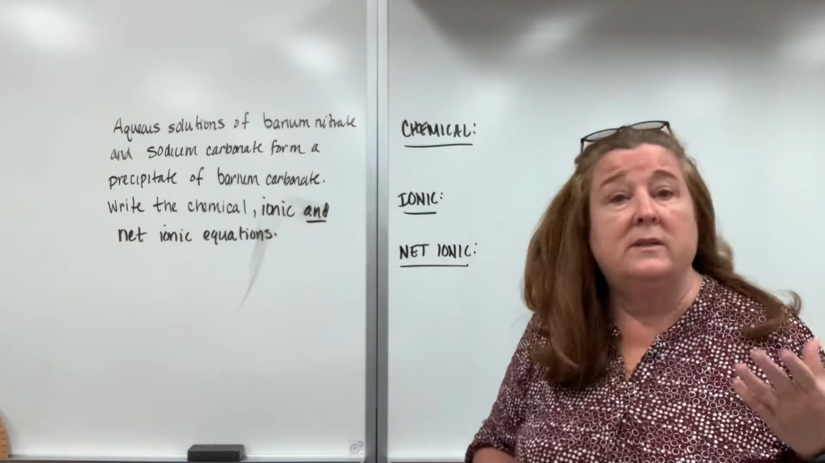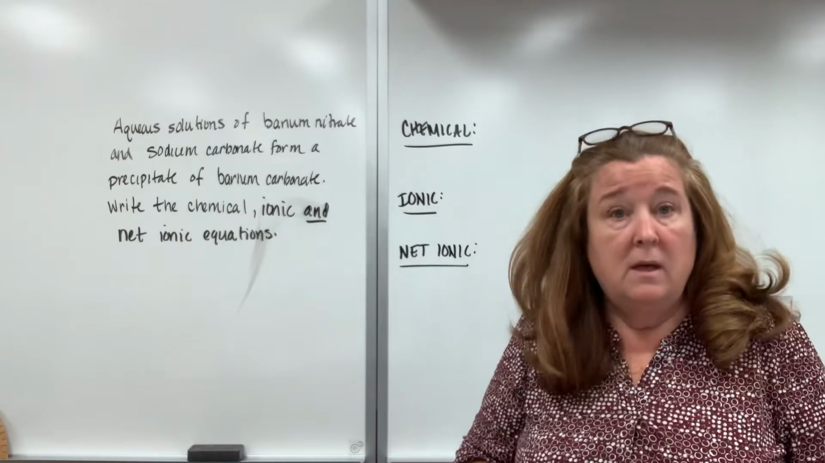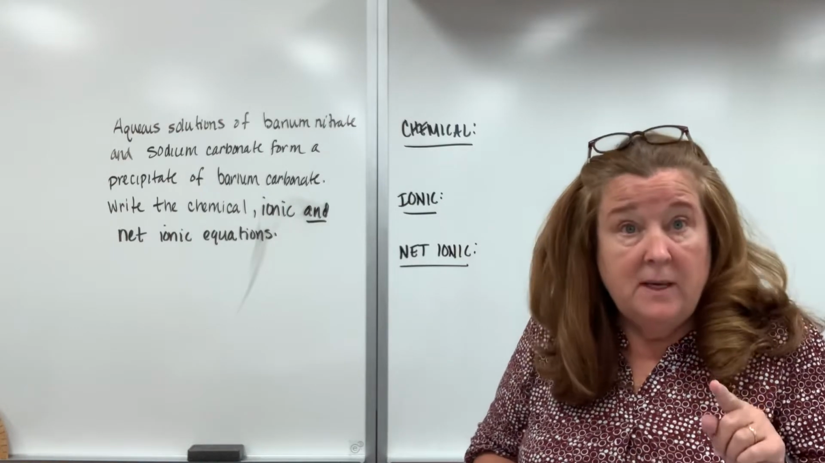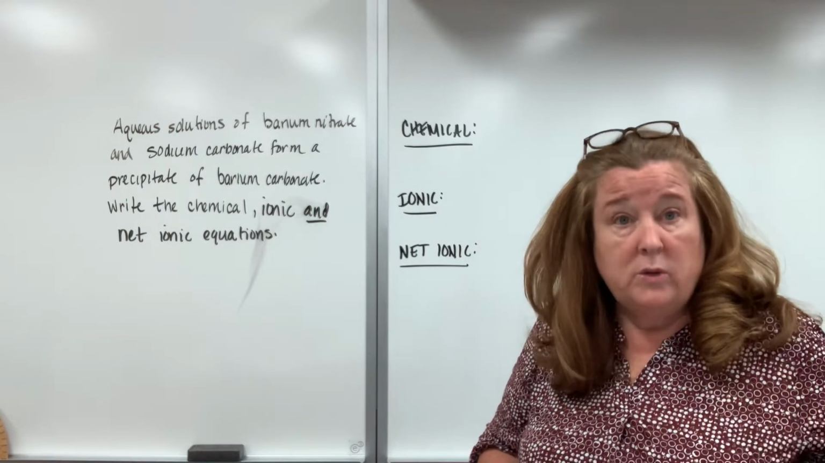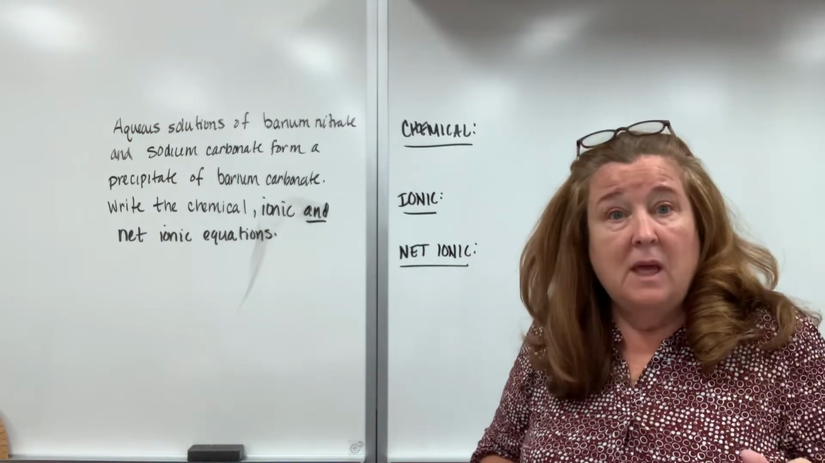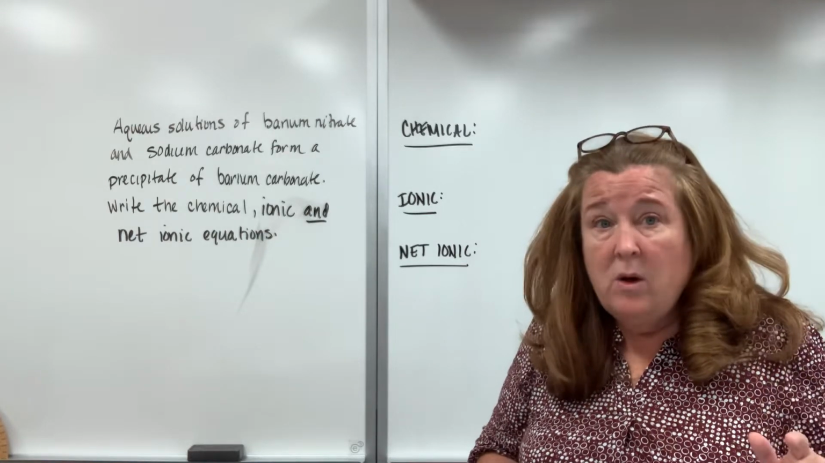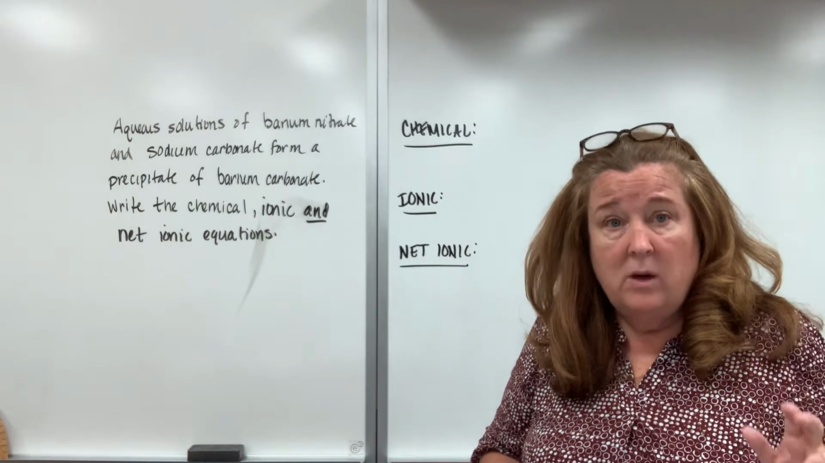Okay, so it says that we have aqueous solutions of barium nitrate and sodium carbonate, and they're making a precipitate. So that means that this double replacement reaction is actually going to work. It's going to be an actual chemical reaction, and they want me to write the balanced chemical equation, just assume it's balanced, something called an ionic equation, and then a net ionic equation.